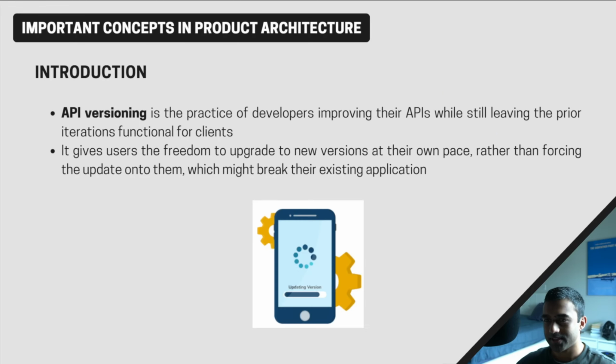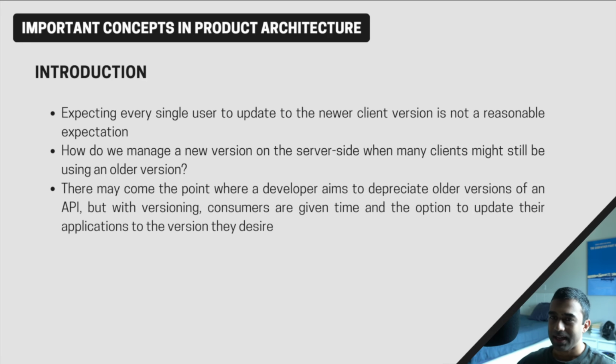API versioning is the practice of developers improving their APIs while still leaving the prior iterations functional for clients. It gives users the freedom to upgrade to new versions at their own pace rather than forcing the updates onto them, which might break their existing application. And expecting every single user to update to the newer client version is not a reasonable expectation.